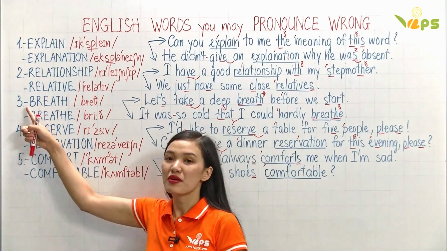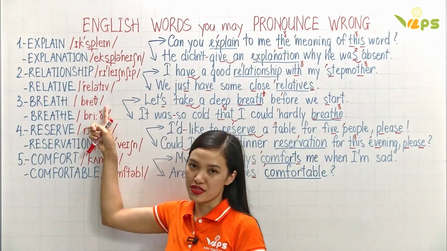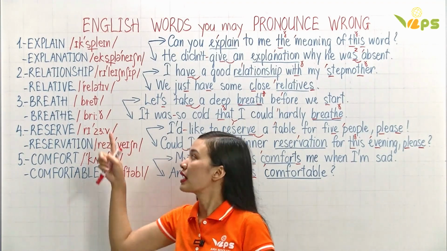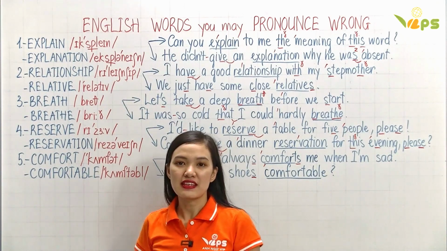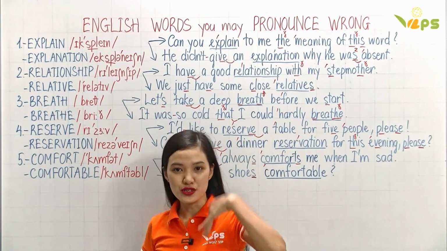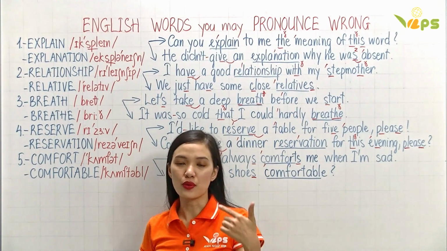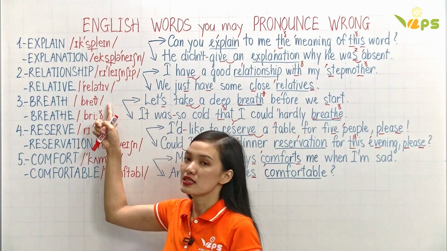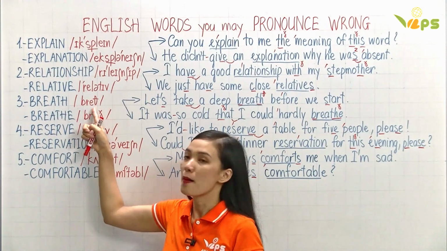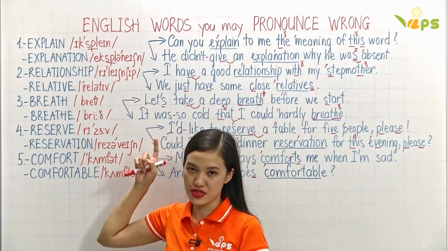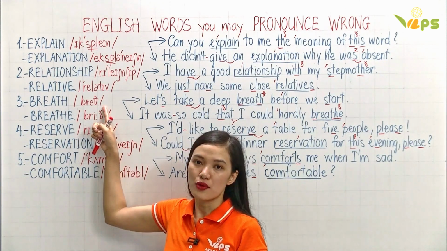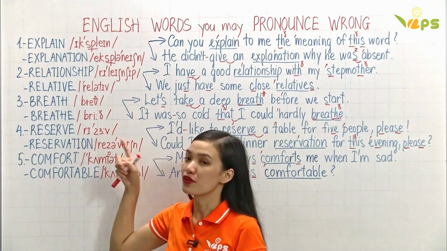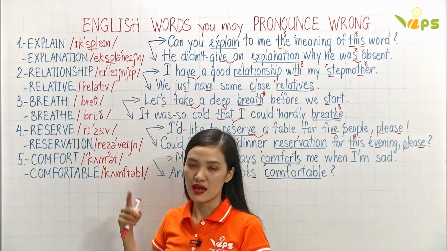Relative. Number 3, breath is the noun, but the verb is breathe. Breath, that means the air you take into your body through your nose or your mouth, and then you let it out again. So breath, breath, unvoiced, breath. Here, breathe, the verb breathe.